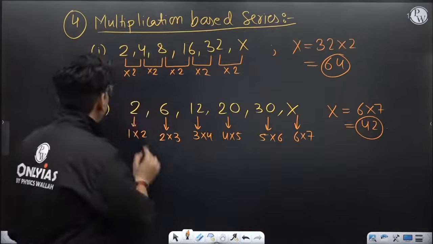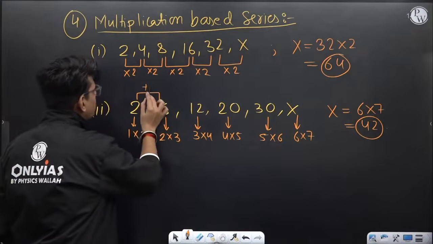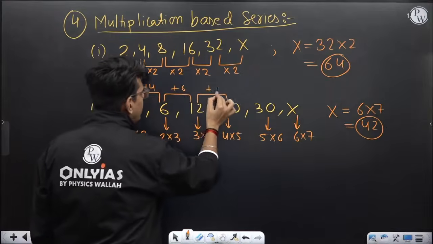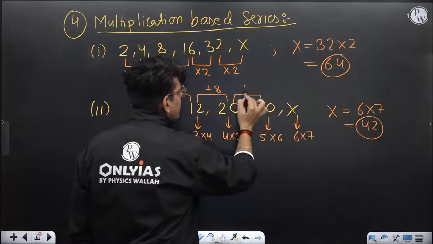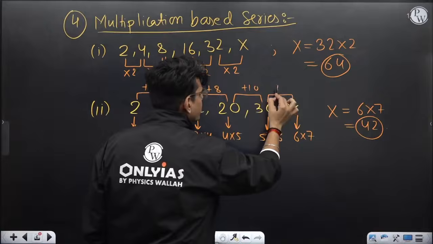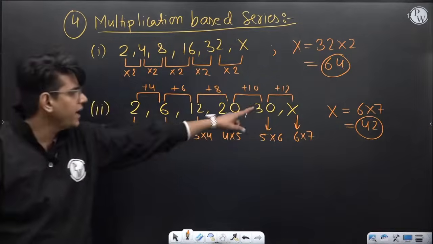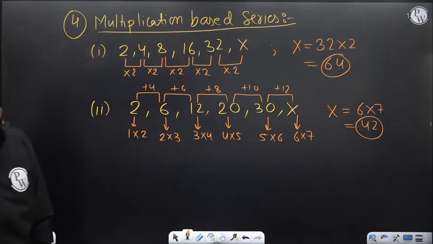This can also be defined as addition. This is plus 4, this is plus 6, this is plus 8, this is plus 10, this is plus 12. By thinking from both the methods, you will get the term x as 42.